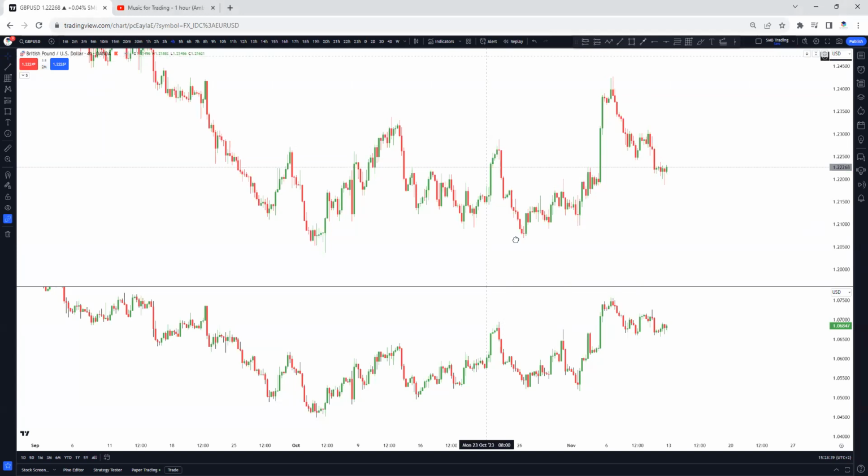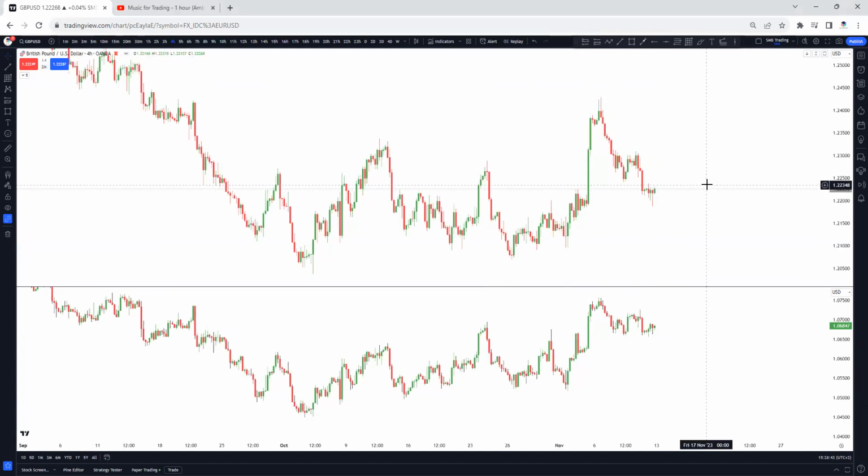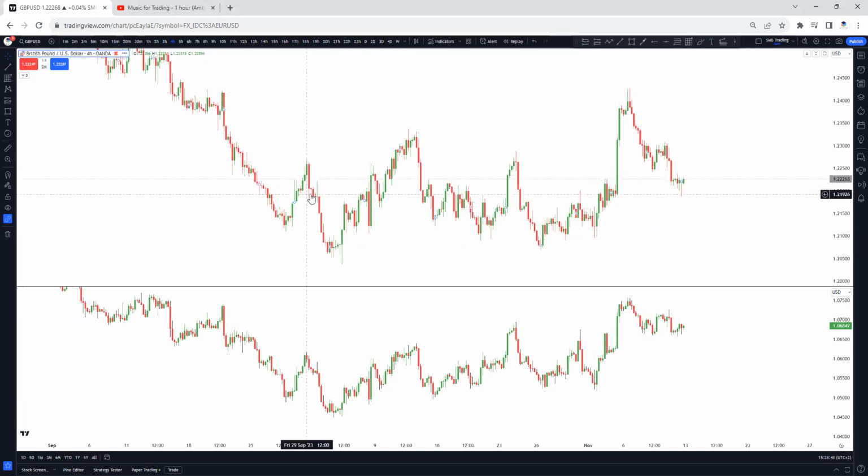Thank you. So now the way I use the smart money to identify valid structures is I want to show you. So when you come here, we have a valid low.